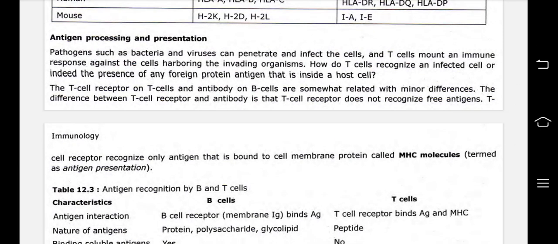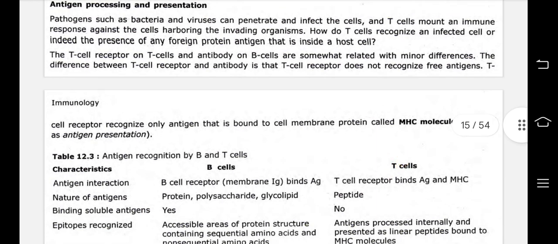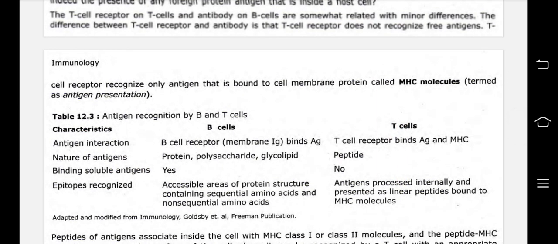Pathogens such as bacteria and viruses can penetrate and infect cells, and T cells mount an immune response against the cells harboring the invading organisms. How do T cells recognize an infected cell, or indeed the presence of any foreign protein antigen inside a host cell? The T cell receptor on T cells and antibody on B cells are somewhat related, with minor differences. The difference is that the T cell receptor does not recognize free antigens. It recognizes only antigen that is bound to a cell membrane protein called an MHC molecule, termed antigen presentation.